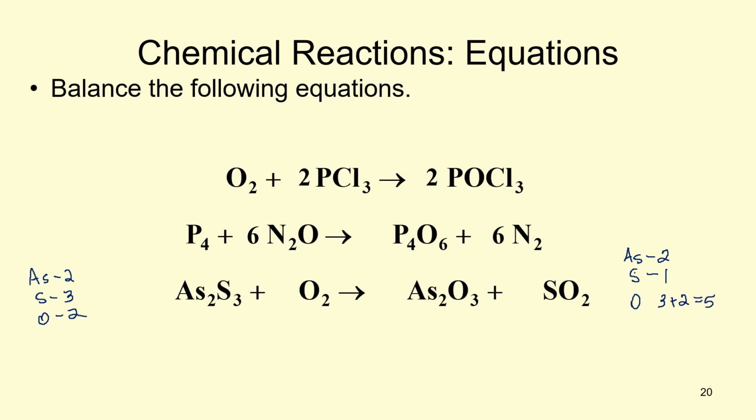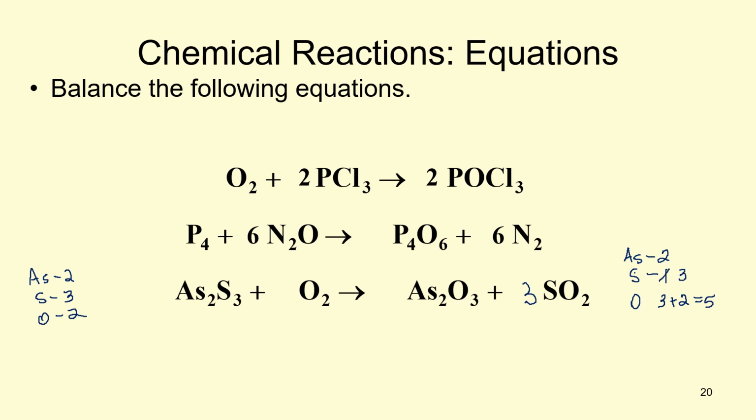But remember, we can change these independently, so we don't want to think in terms of 5. We can think in terms of 3s and 2s and see how things balance. My arsenics are already balanced, but my sulfurs are not. So let me balance my sulfur, and again, I'm going to leave oxygen for last because it's going to alter.